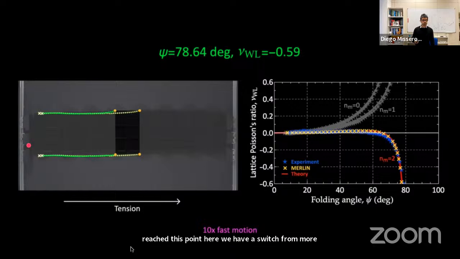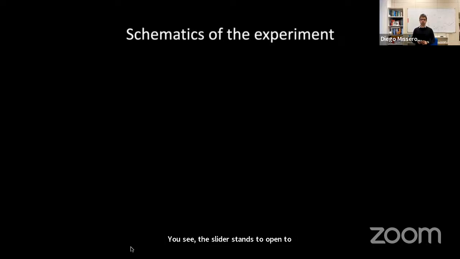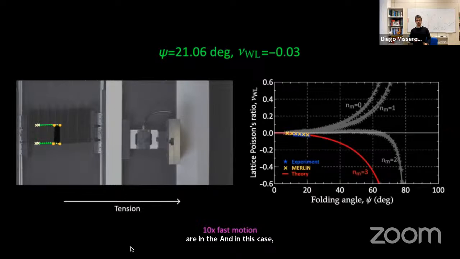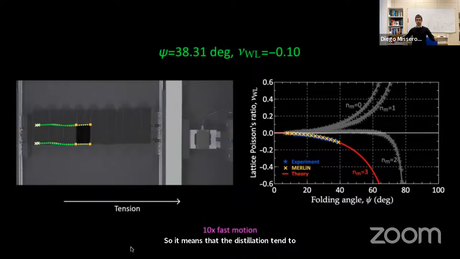Now, the last one that I will show is related to the tessellation where all the cells are in the Miura mode. And in this case also, of course, the Poisson ratio is negative. So it means that the tessellation tends to expand in the transversal direction while we are applying a folding and unfolding process.